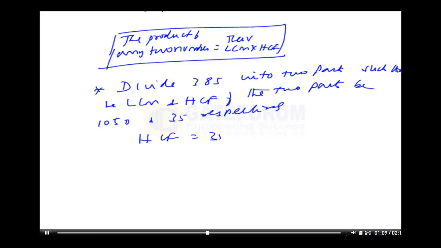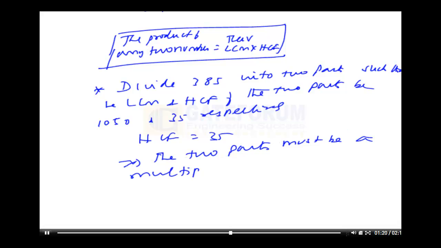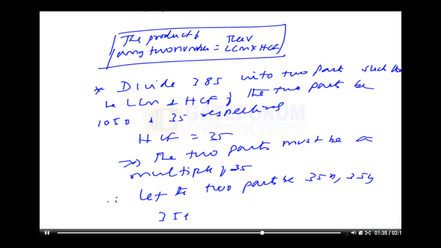HCF is 35, which means the two parts must be a multiple of 35. So let the two parts be 35x and 35y. So what do you get?